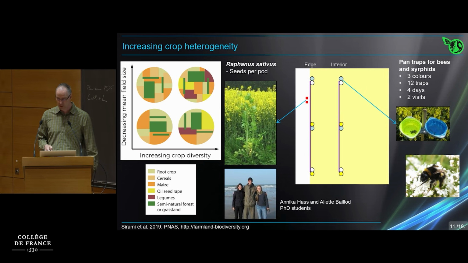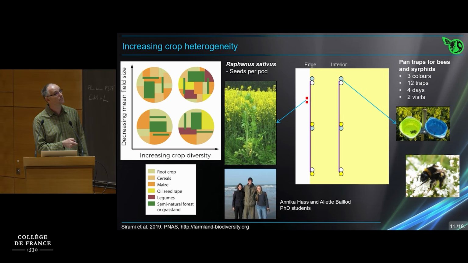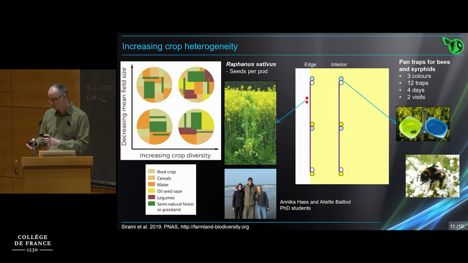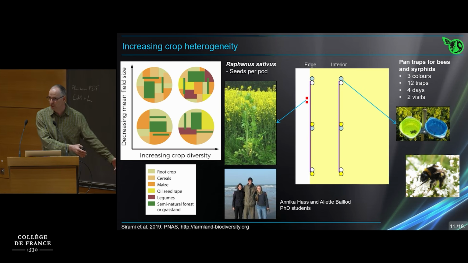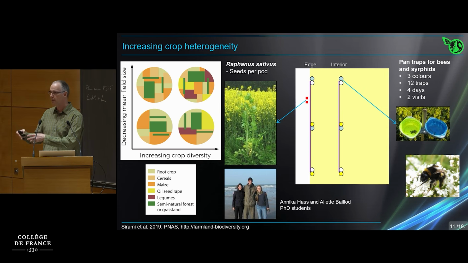And I was lucky to supervise here two PhD students, Annika Haas and Ali at Biod. I show only the pollination study of Annika Haas. So we sampled by these pan traps the pollinators, and we also have a radish plant as a phytometer plant. So you plant radish in a greenhouse, you bring it out, expose it to the nature, to the pollinators, they pollinate, you bring it back to your greenhouse, and then in the end you count how many seeds you have.